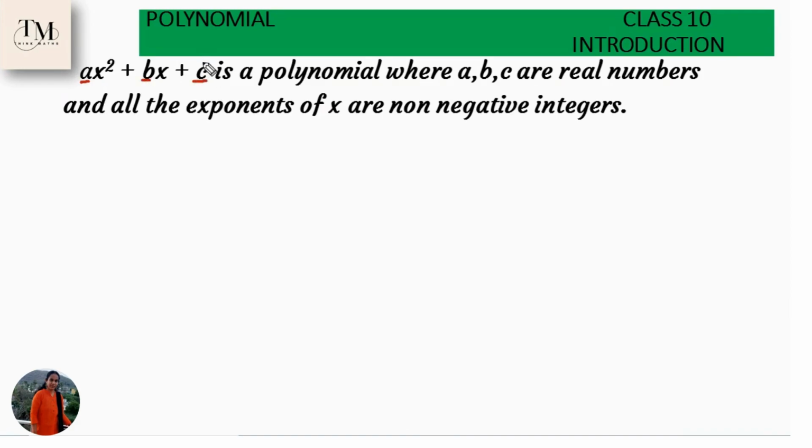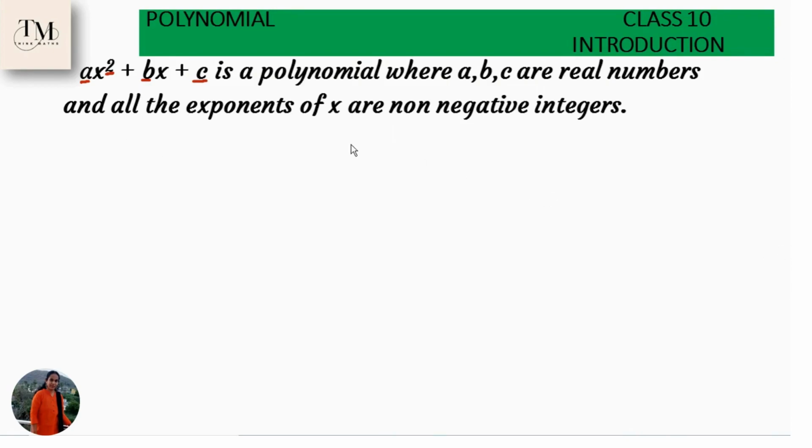So real numbers means it can be a whole number, natural number, rational number, or irrational number, that is 1 by 2, root 2. So any value can be allowed for a, b, c. Okay. So a, b, c are real numbers and exponents should be non-negative, that is only positive values. Okay, 0, 1, 2, 3 are allowed.